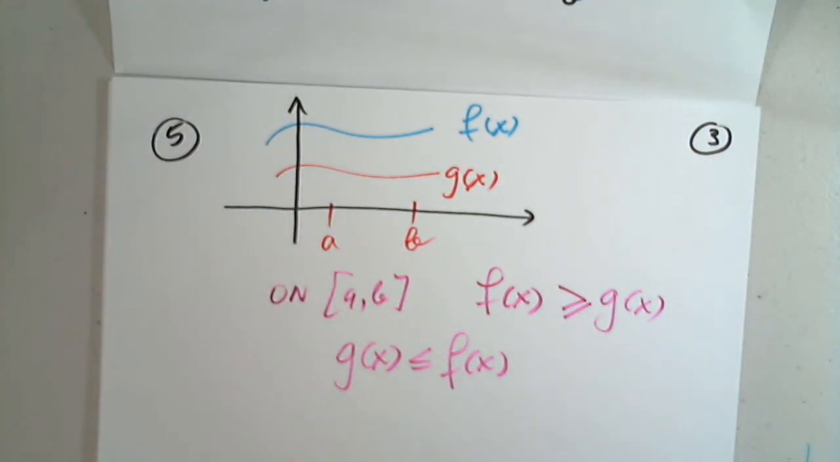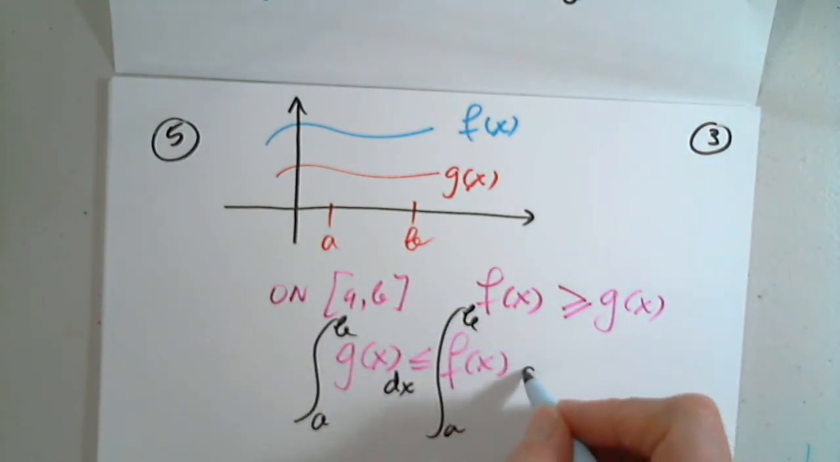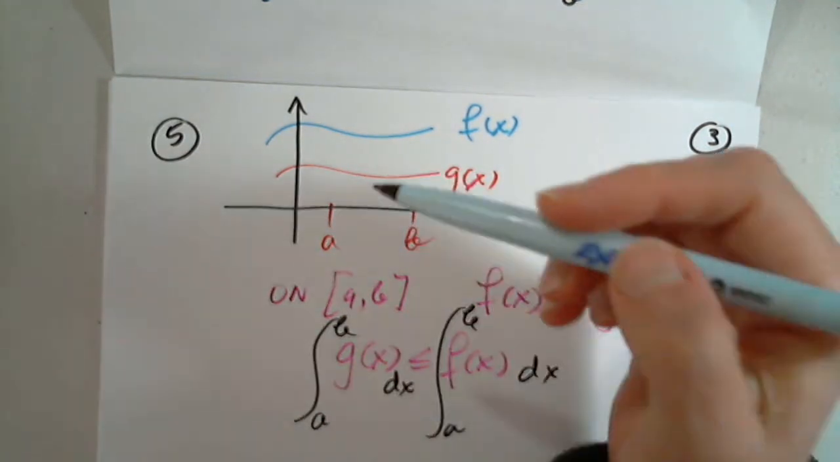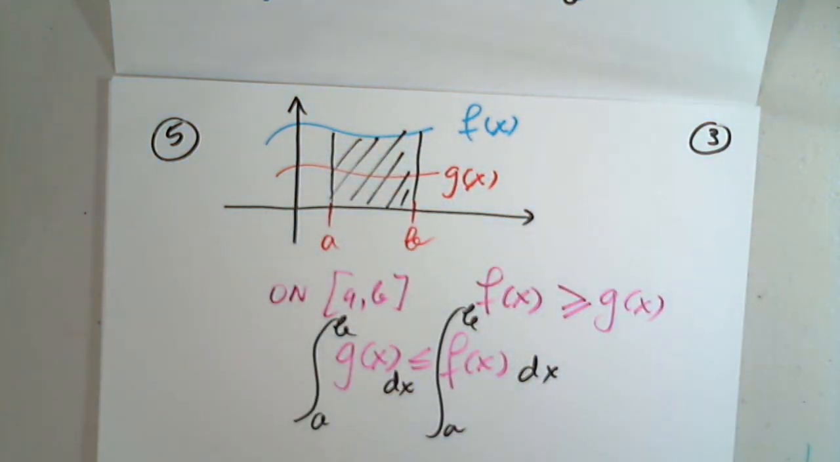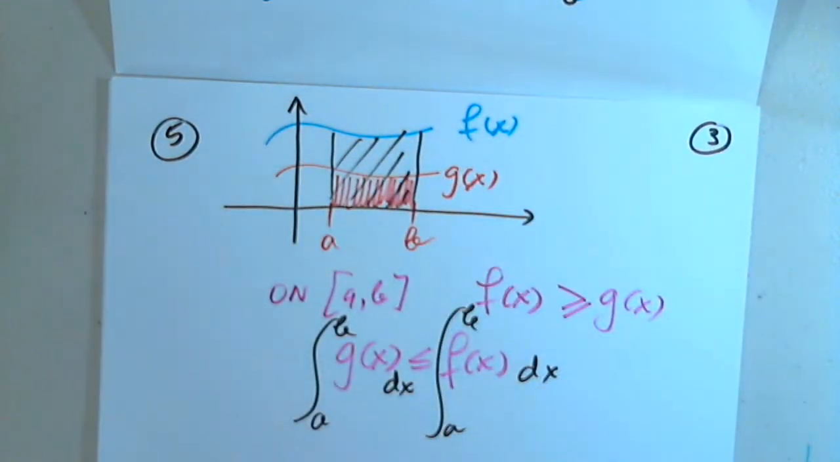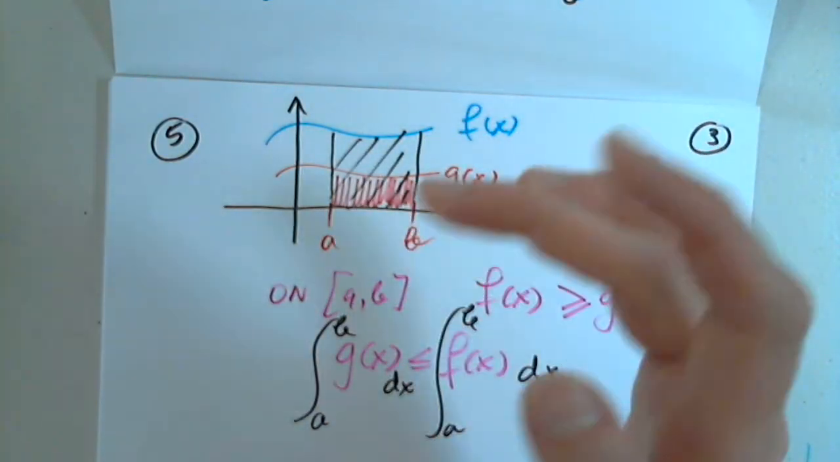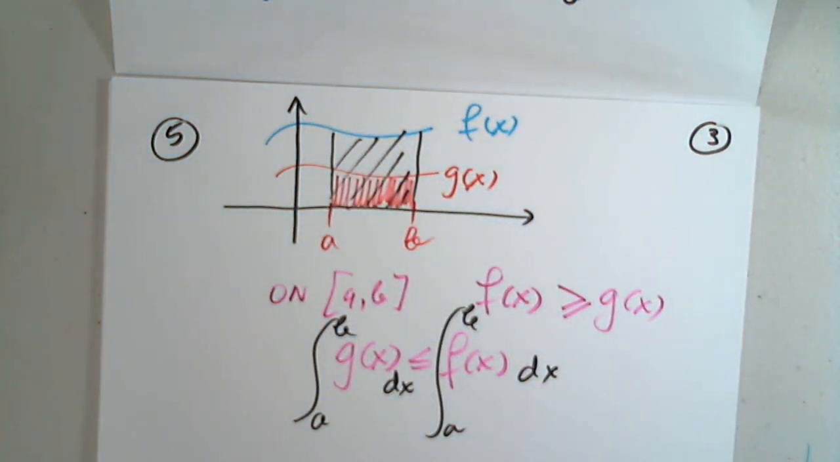Yes. Good. Which means the integral from a to b from g of x dx must be less than or equal to the integral of f, because the area under this graph has to be bigger than the area under this graph. So if g of x is less than or equal to f of x, the area under g has to be smaller than the area under f. So that's another property.